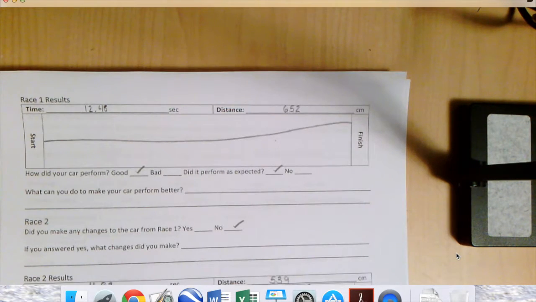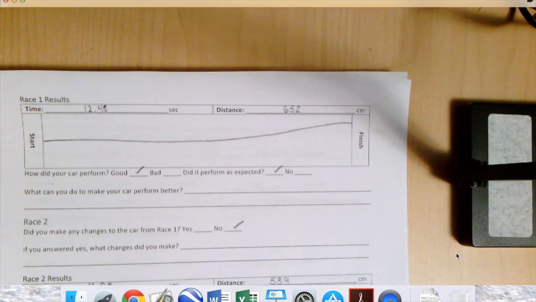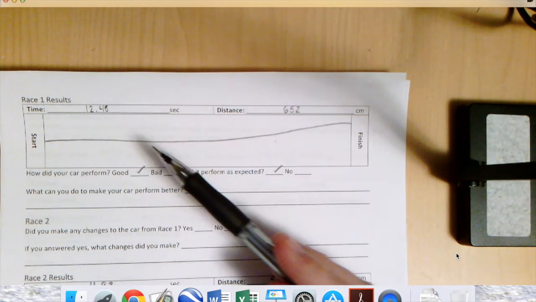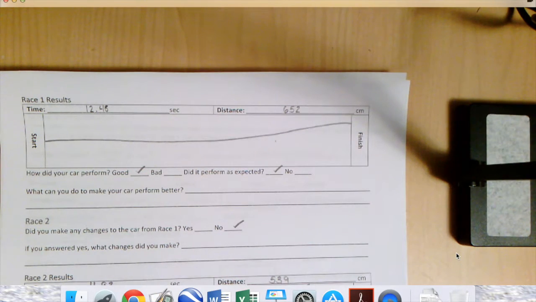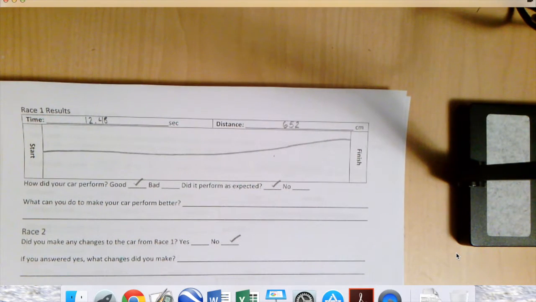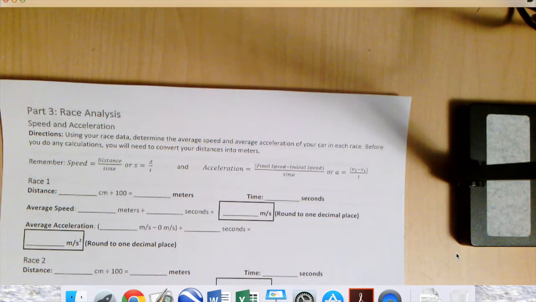Now, of course, you know in class that this is the time, the distance. Let me zoom in. Okay, so we have the time, the distance, and then also the path it took. This is like the scientific data that a scientist would want to know. So we have all that. Now we want to go through all of this stuff about race analysis, so let's dive into that.